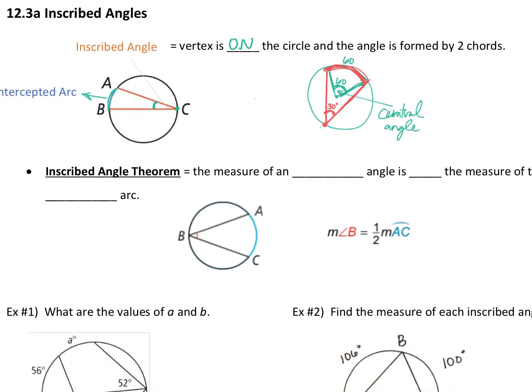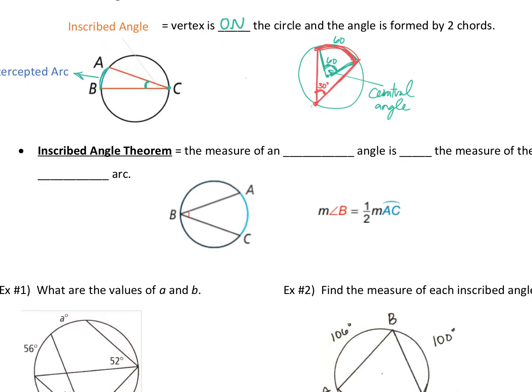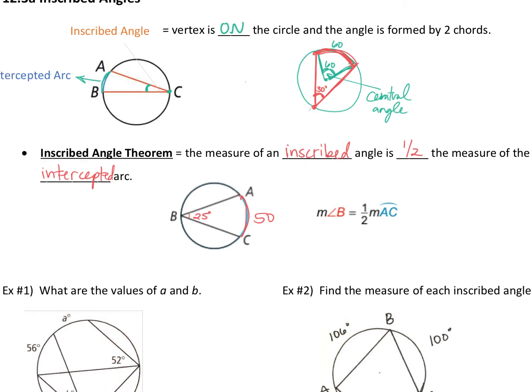which is the inscribed angle theorem that you see right here. It says the measure of an inscribed angle is half the measure of the intercepted arc. Okay, so angle B is always going to be half of arc AC. So if this is 50, then angle B is what? This is not drawn to scale. Half of it, or 25. Okay, so inscribed angle, if it's on the circle, it's half as much.